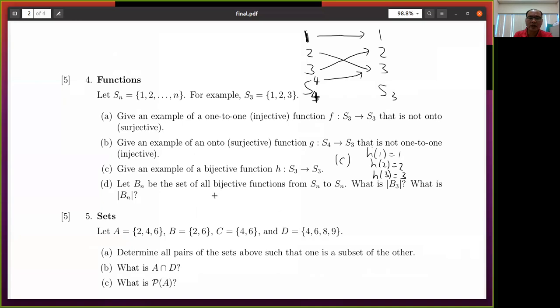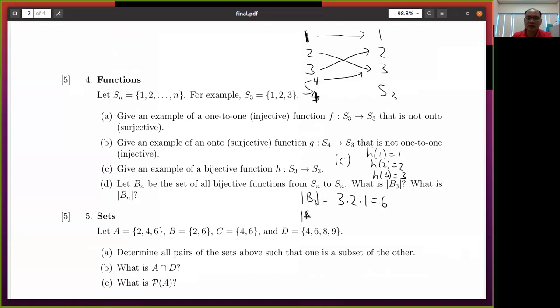Well, bijective means that 1 has to go somewhere, wherever it might be. 2 has to go somewhere, but it cannot go to the same place that 1 goes to. And 3 has to go somewhere. Basically, if you think about it for a bit, the first one can go anywhere, the second one can go anywhere but where the first one went, and the third one can go anywhere but where the first two went. So the total number of possibilities is 3 times 2 times 1, which is 6 for B3.